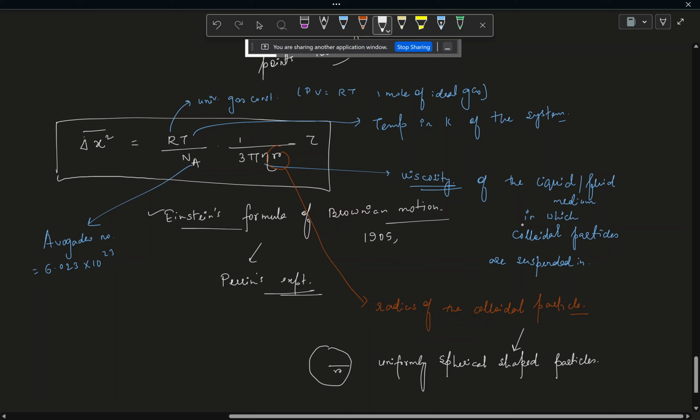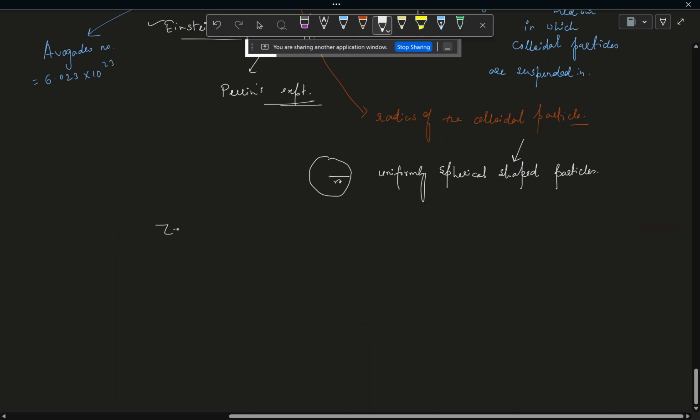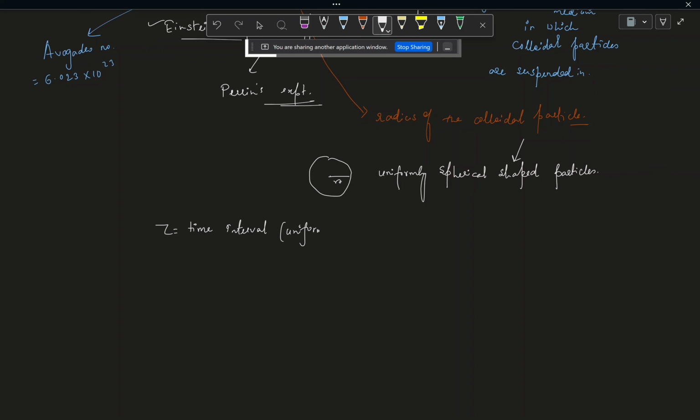Okay. And tau is basically the time interval, which is also uniformly chosen. That means you cannot change tau continuously throughout your observation. You have to keep it at a fixed tau. If it is 30 seconds, then after each 30 seconds you have to take the data. You cannot measure one at 30 seconds and another after 50 seconds or so. It has to be uniform.